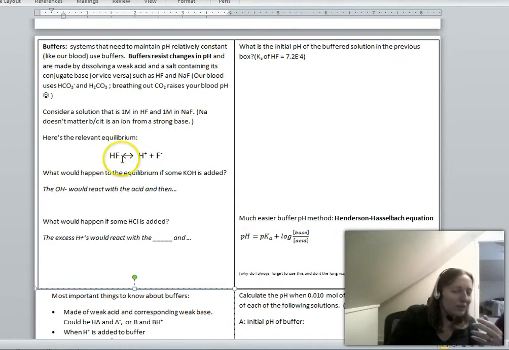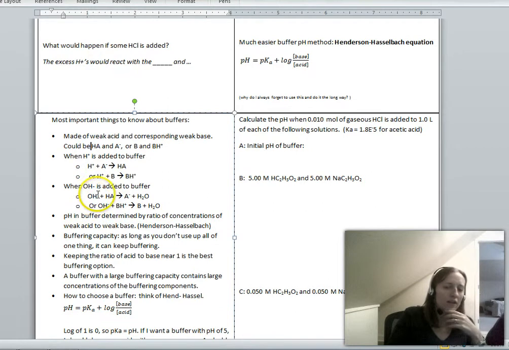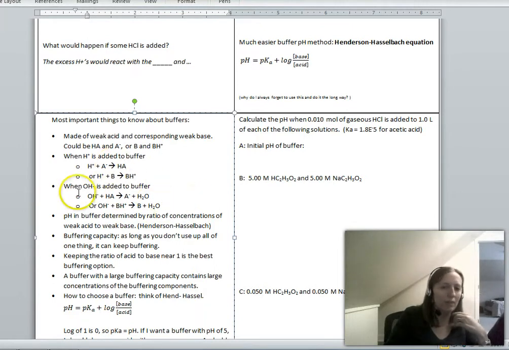We talked about what would happen with these two situations. When you add hydroxide to a buffered system, the hydroxide reacts with the acid, and you end up with some water and more base. After that reaction has occurred, the equilibrium will reassert itself and rebalance. So that's what happens when you add acid or base to a buffered system.